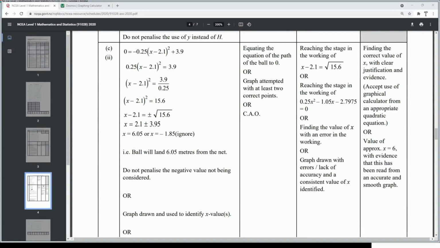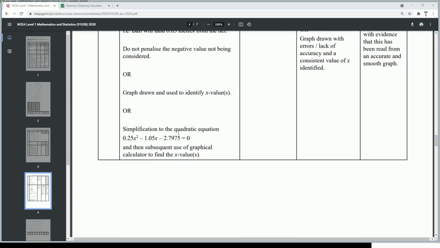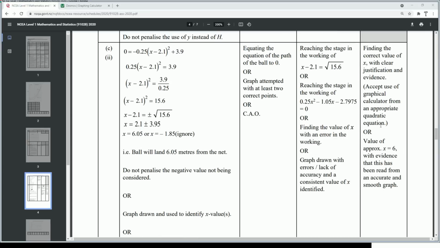And what are the things? Find the correct value, accept use of graphic calculator. Okay, so I will show you guys how to do the graphic calculator version as well, because it looks like you can actually do it from just graph simplification to the quadratic. Well, you don't need to do that in a graphics calculator. Cool. So as you guys can see, there's quite a few different ways, and if you sketch the graph, you can do a rough sketch and get an approximate of 6, but then it has to be from the graph, so you can't just guess and check.